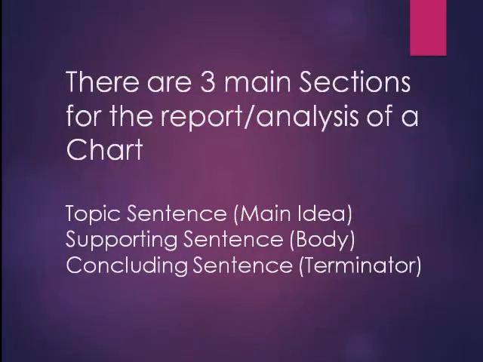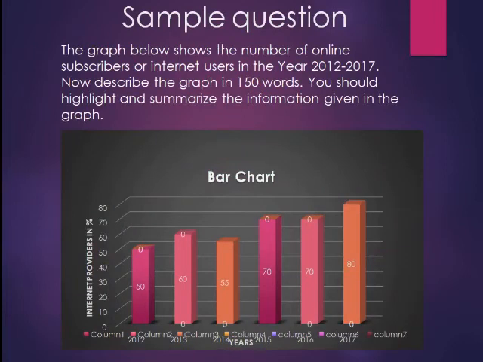Before you know details about the questions of your exam, you need to know that there are three main sections for the report analysis of a chart. What are they? First one, in the answer sheet, you will have to think about the topic sentence, which is also called the main idea of the discussion. Then follows the supporting sentence, which is called the body of the paragraph, and at last the concluding sentence or the terminator of the graph. Let's look at the example.